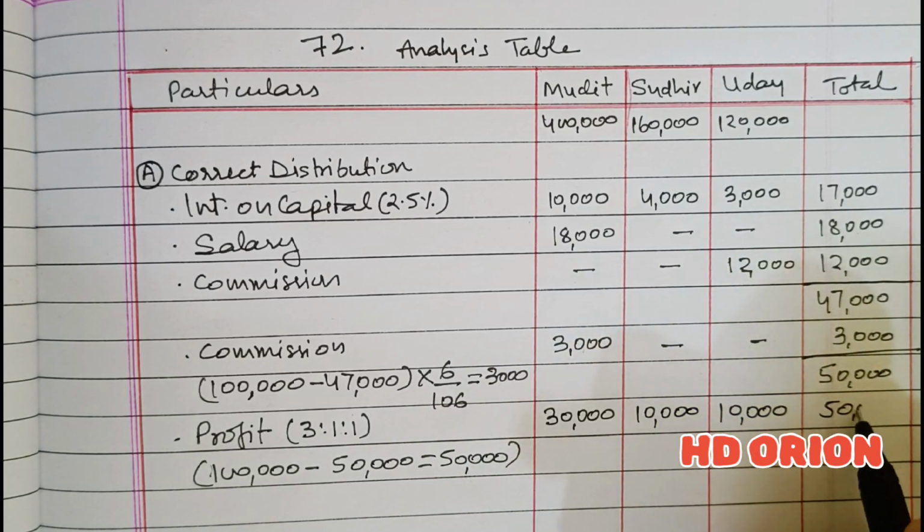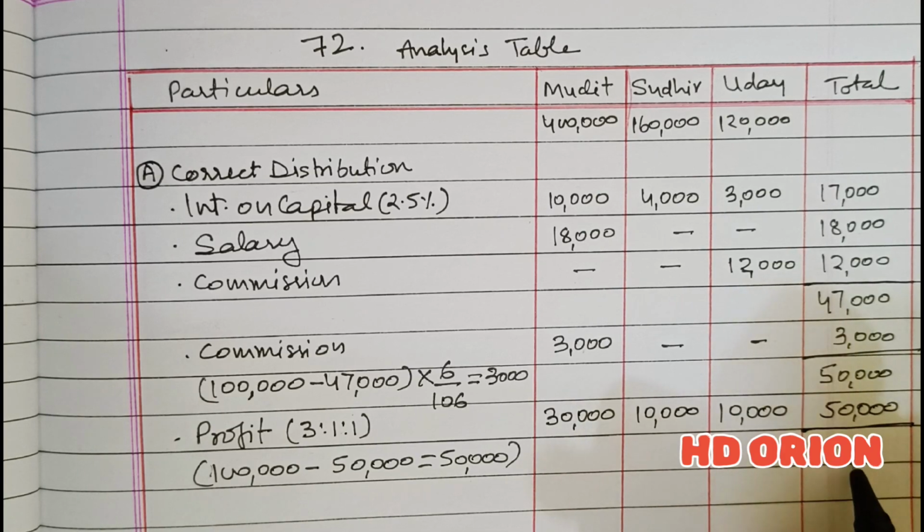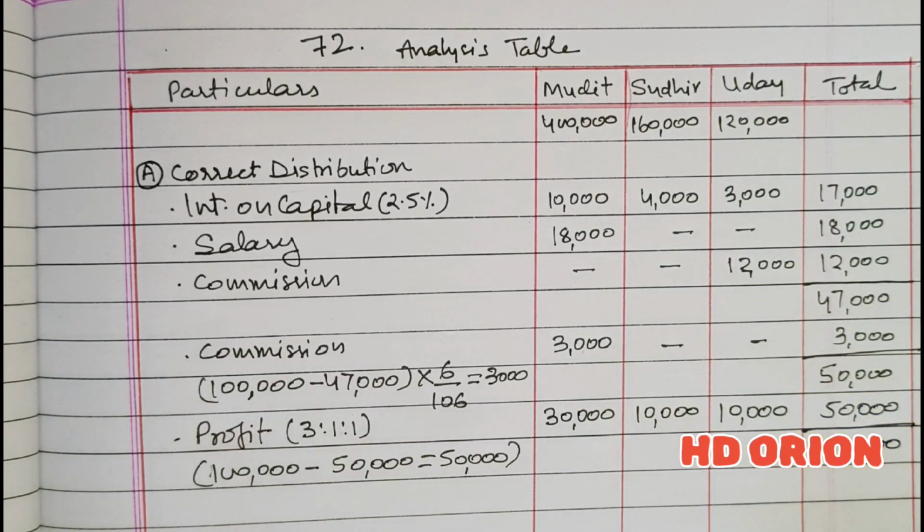So this way the remaining 50,000 is also given to the partners. So this is the total account of net profit which is disbursed to the partners. Appropriation of profit. This is what profit and loss appropriation account tells.